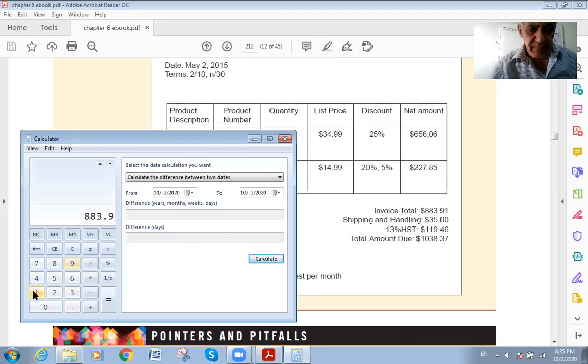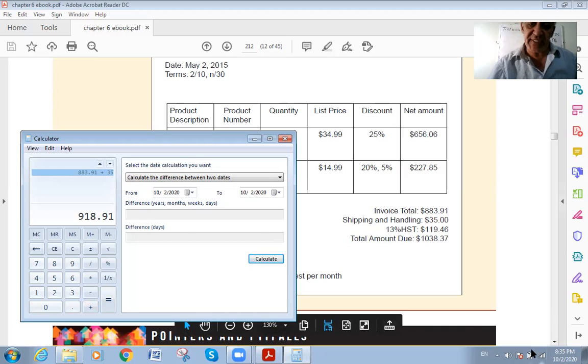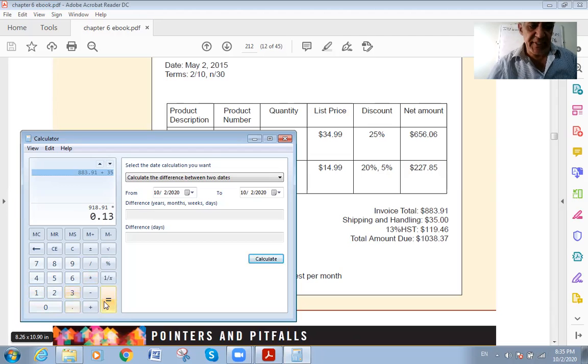883.91 plus the $35 shipping, that will be 918. So I will multiply both of them by the 13% of the HST. Multiply by 13%, 0.13, which is the HST.